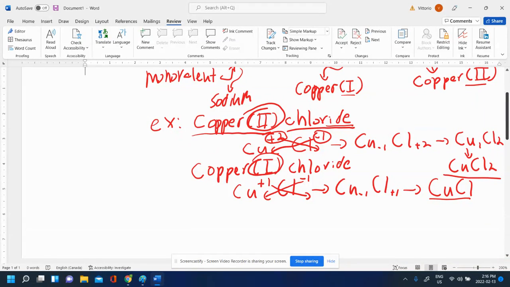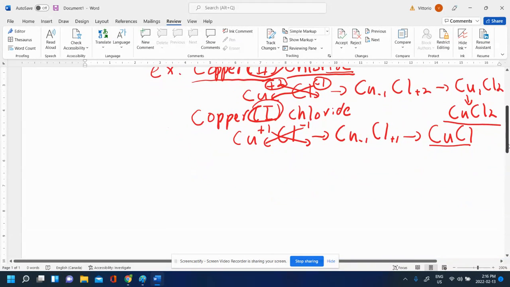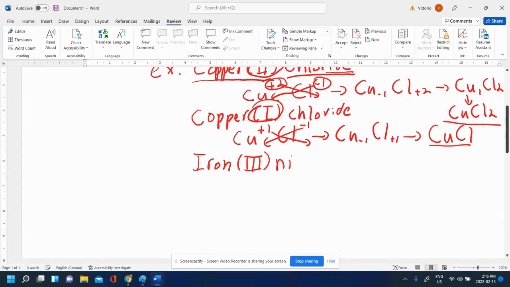So the rules are all the same. You would even have to reduce if you need to. So we'll do an example where you have to reduce. Let's do iron(III) nitride.